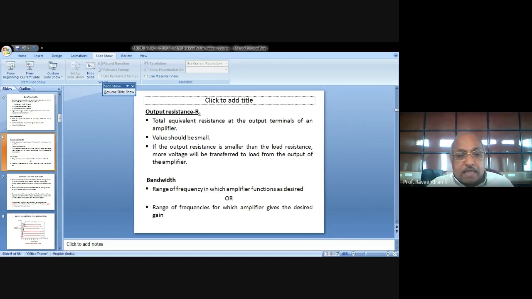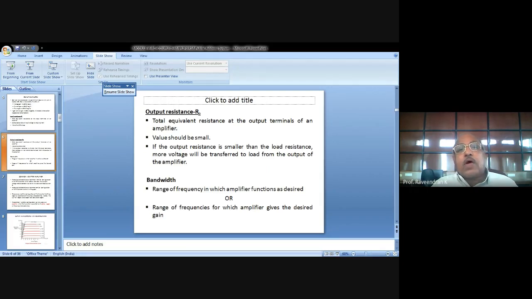So if beta has a large value, the output current IC increases, and IC flows through the load resistor R. Because this is a very high frequency current, it will be bypassed through this and will be available between the load connected here like this. Now the IC flows through the load resistor, giving an amplified output VC.